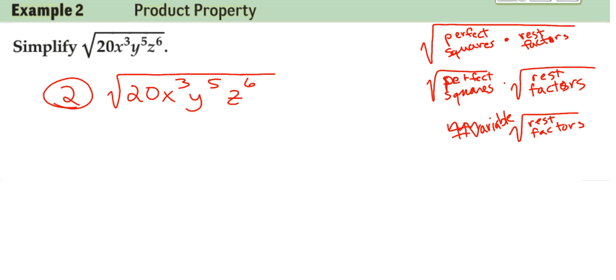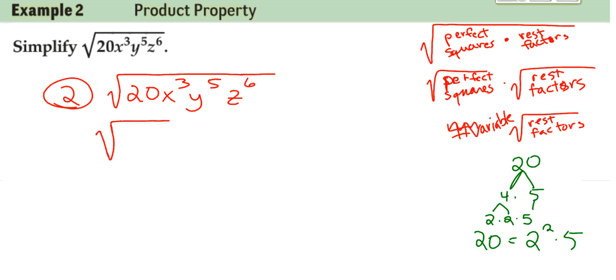And then I'm going to do that factor tree again for 20. I'll just put that over here. 20 is 4 times 5, and so 4 is 2 times 2, and then times 5. So just a little reminder of factor trees, things like that. So 20 is equal to 2 to the 2nd times 5. So when I come over here to my radical on this left side, I'm going to write a really long radical, and I'm going to write these all as perfect square factors and then not perfect square, the rest of the factors. So 20 is 2 squared times 5.